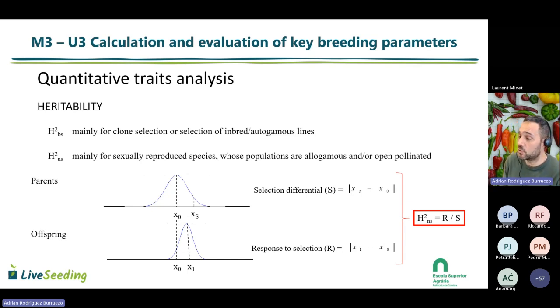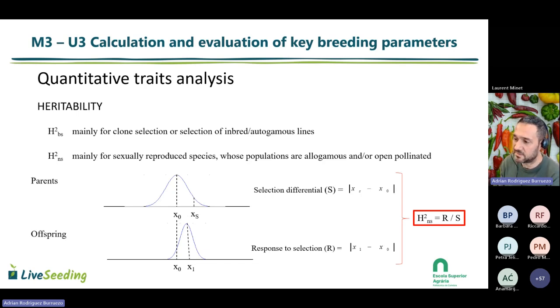By contrast, narrow sense heritability, which only considers the additive part, is mainly used for sexually reproduced species, but whose populations are allogamous and/or open-pollinated. I mean, populations which are still segregating, highly heterozygous, a mixture of individuals, which have a lot of genes in heterozygous fashion. Other genes can be in homozygous fashion, but there is a mixture. Okay? Imagine an allogamous population, segregating.